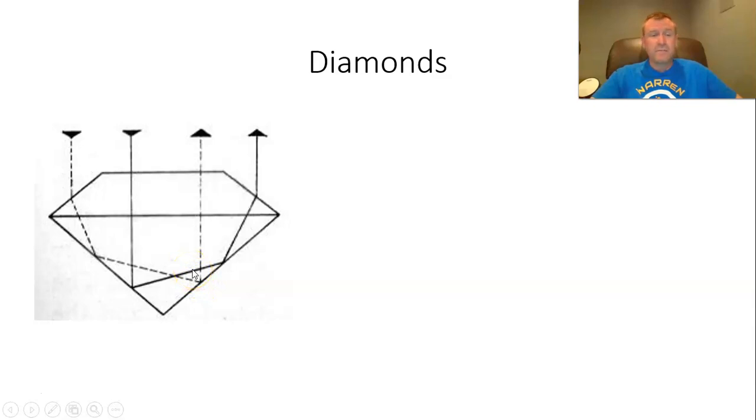A lot of it is above the critical angle. So again, total internal reflection, it comes back out. So the fake diamond has a lower index of refraction than a real diamond, so you won't get as many of the light rays being reflected back out. A lot of them are going to go through, and that's why it doesn't sparkle as much.